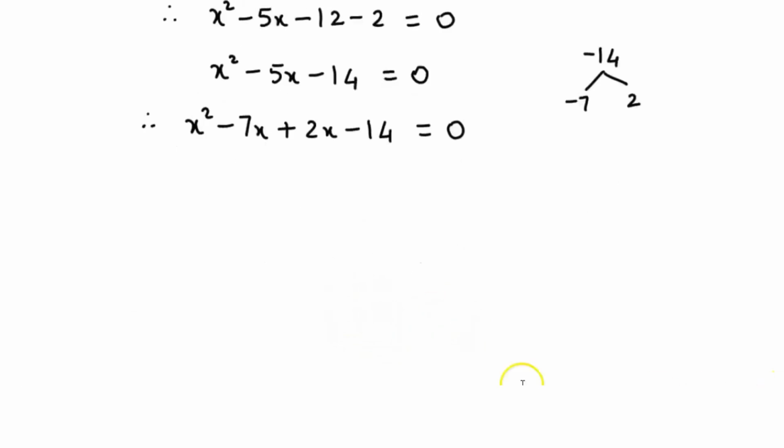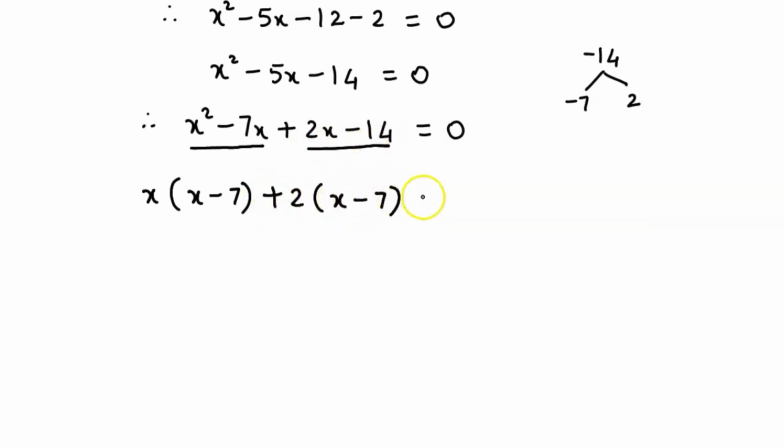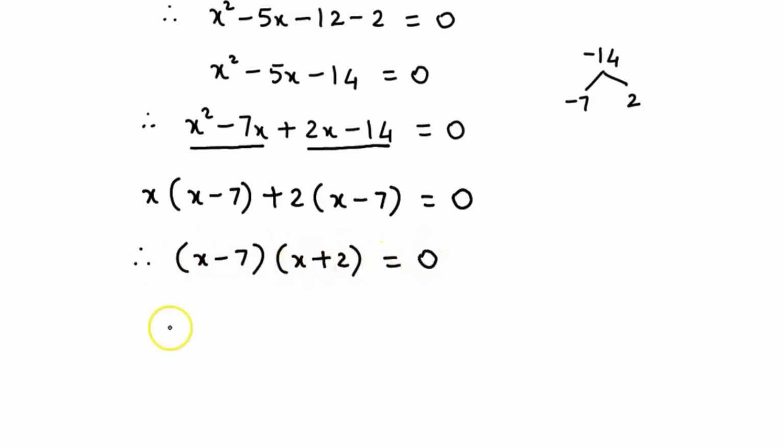Simplifying further, we take x common from the first and second term, so we have x times x minus 7 plus, now here we take 2 as the common factor, so 2 times x minus 7 is equal to 0. So therefore we get x minus 7 into x plus 2 is equal to 0.